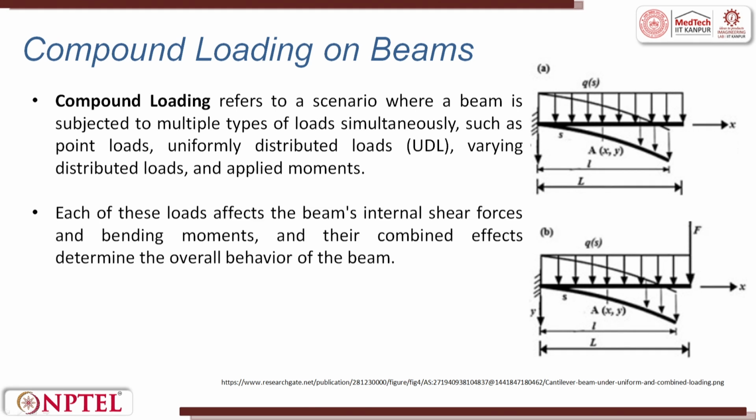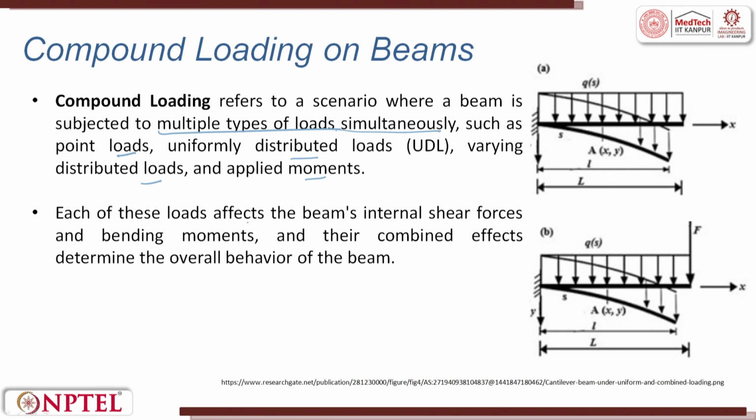Compound loading refers to a scenario when a beam is subjected to multiple types of loads simultaneously, such as point load, UDL, varying distributed load and applied moment. So, you see here we are trying to have point load, UDL, varying distributed load and applied load. You can have 2 of them, 3 of them or 4 of them. You can have combinations of these, and interestingly you can also have weightage factors for each of them. What is its influence on the overall performance which you feel?